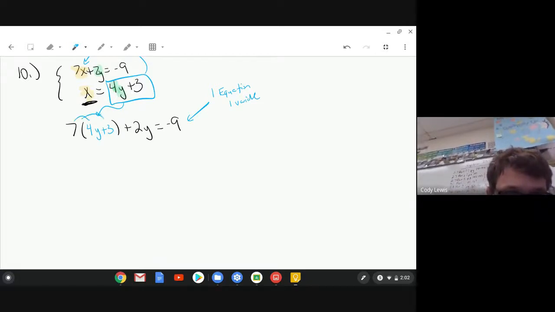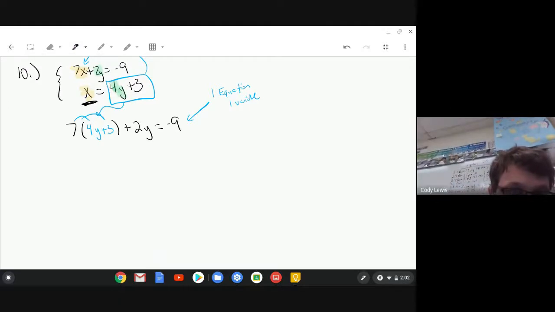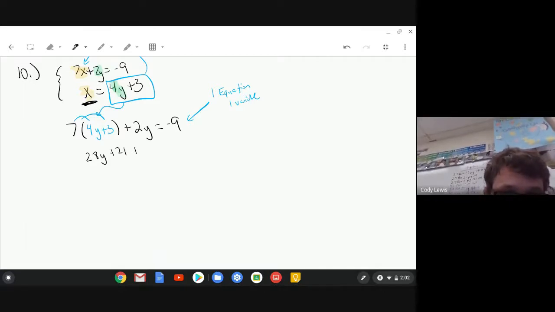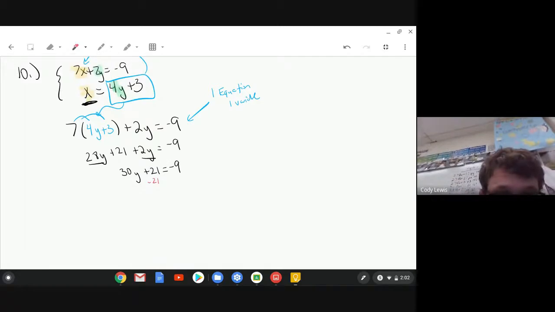So I'm going to distribute. The 7 is going to go to 4y and 3. The most common mistake I will see is somebody's going to forget to multiply the 7 by the 3 to get 21. Now I'm going to combine my like terms. Now I'm going to work backwards. So I'm going to get rid of the addition. So I'm going to subtract 21 from both sides.